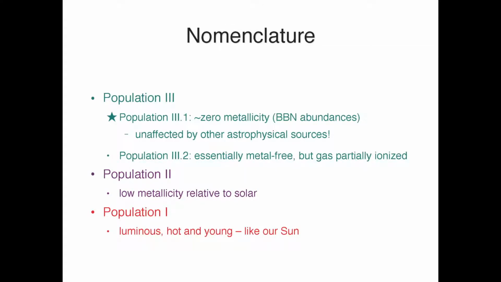So what did they look like? These stars are called Population 3.1, and what distinguishes Population 3.1 stars is that the abundances of elements in them come strictly from Big Bang nucleosynthesis. So that's one aspect of it, and the other is that they're completely unaffected by any other astrophysical sources, unlike subsequent generations of stars, which may have been affected by the radiation from the first stars.